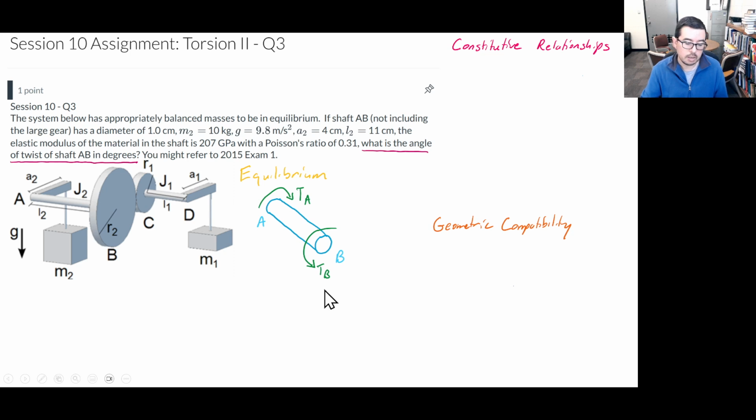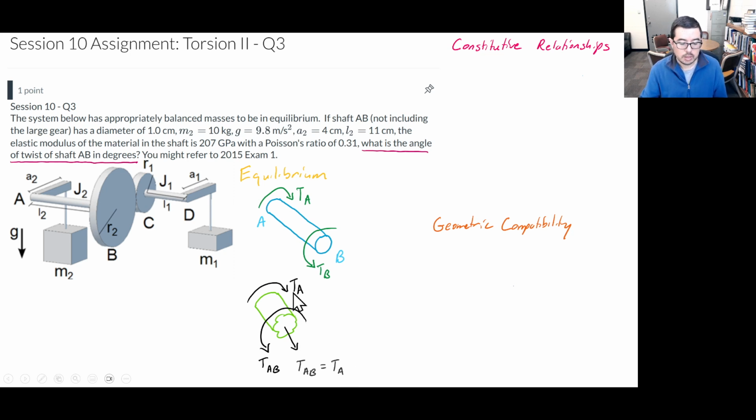This system is in equilibrium and it's precariously balancing a mass M2 and a mass M1. Let's take a look at what's happening inside this shaft. If we draw just a portion from A to B, we'll have that torque TA, which is the same one that we drew there. We'll have an internal torque TAB, and we'll be able to see that TAB is equal to TA.